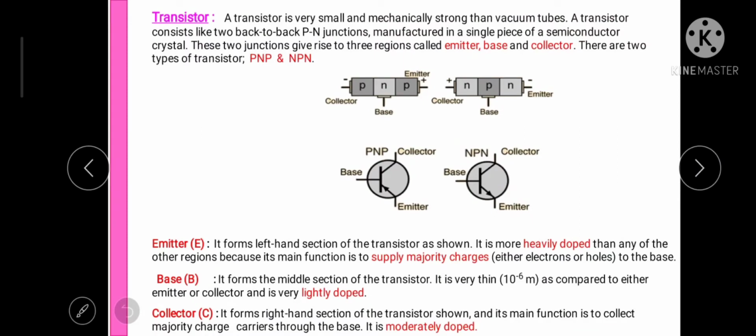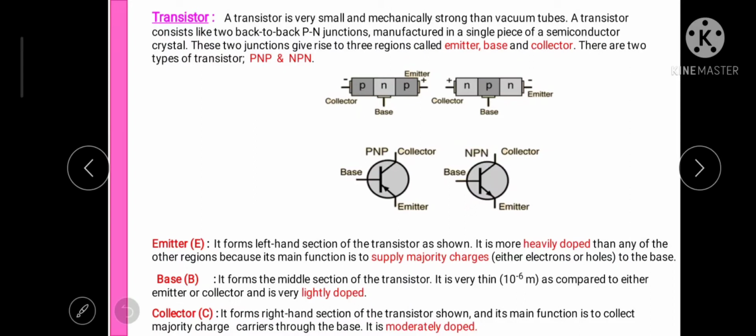A transistor is very small and mechanically stronger than vacuum tubes. A transistor basically consists of two back-to-back PN junctions manufactured in a single piece of semiconductor crystal. These two junctions give rise to three regions called emitter, base and collector. Accordingly, there are two types of transistors. First is PNP and second is NPN.